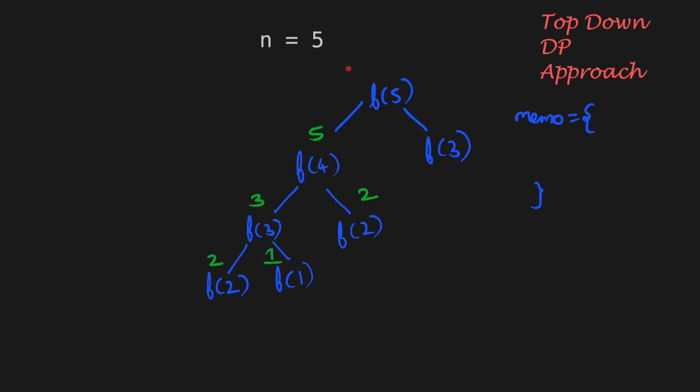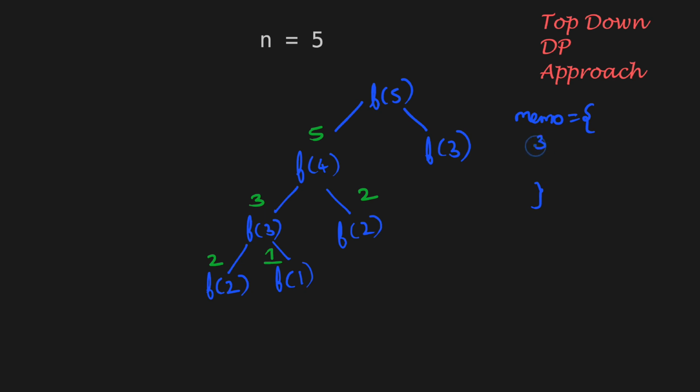So suppose n is equal to 5 and we have already seen this recursion tree. So when calculating f of 5, it will be sum of f of 4 and f of 3. Now we go down further where f of 4 will be equal to f of 3 plus f of 2, and we go down further where f of 3 will be equal to f of 2 plus f of 1, and now we have hit the base cases where f of 2 and f of 1 return 2 and 1 respectively. So f of 3 will be equal to 3.